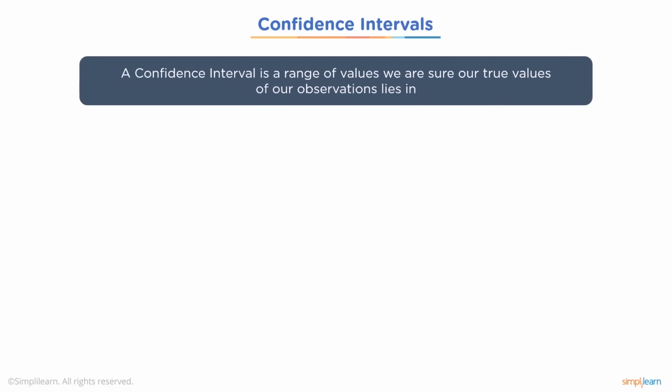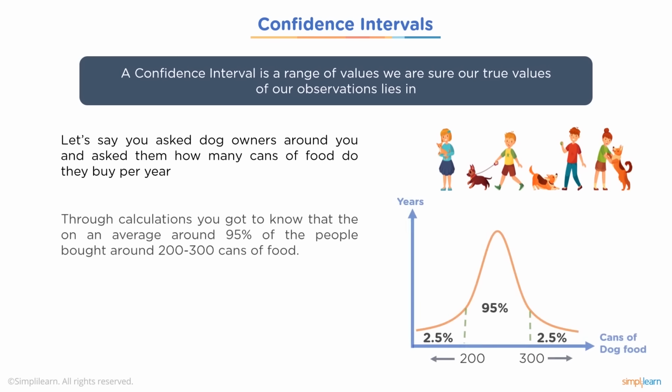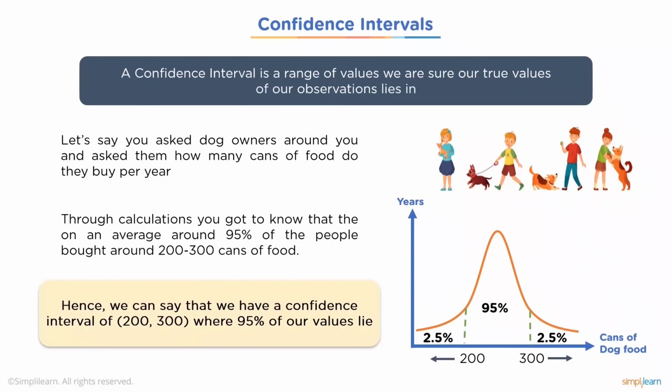And this leads us to the confidence intervals. A confidence interval is a range of values we are sure our true values of observations lie in. Let's say you asked dog owners around you how many cans of food they buy per year for their dog. Through calculations, you got to know that on average, around 95% of the people bought around 200 to 300 cans of food. Hence, we can say that we have a confidence interval of 200 to 300, where 95% of our values lie in that data spread.